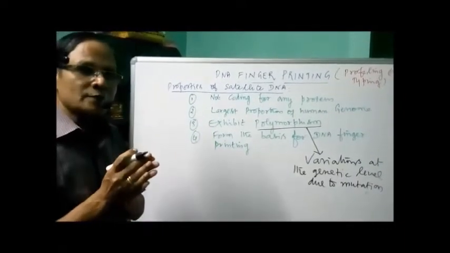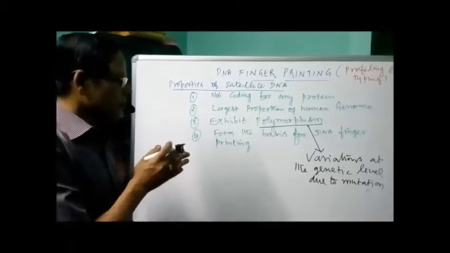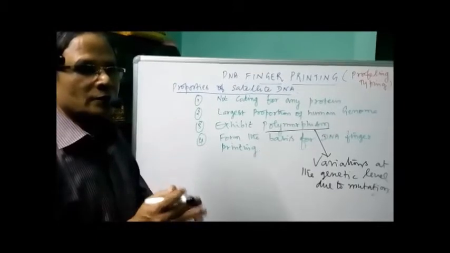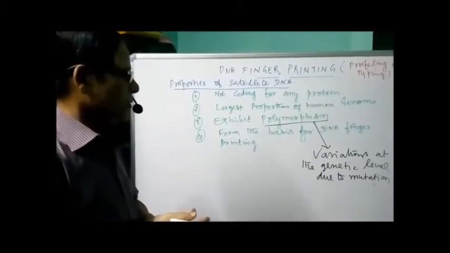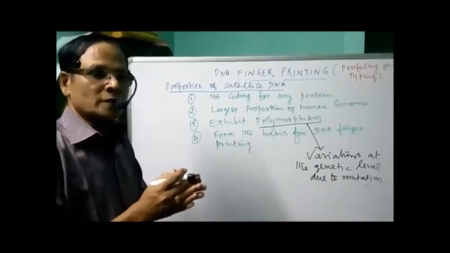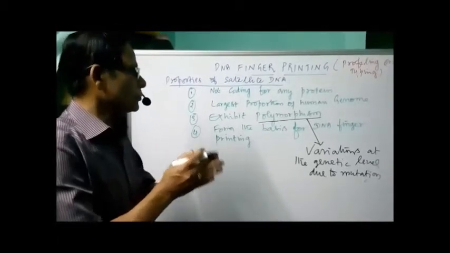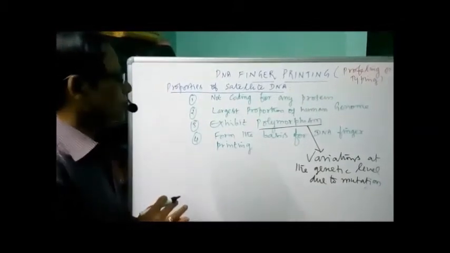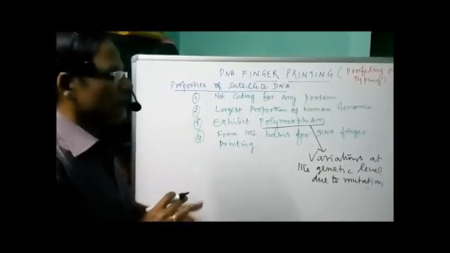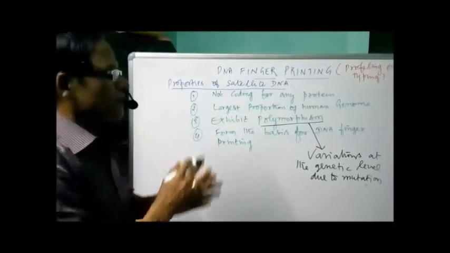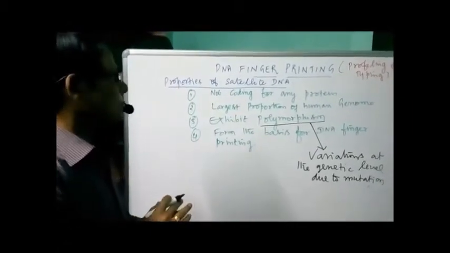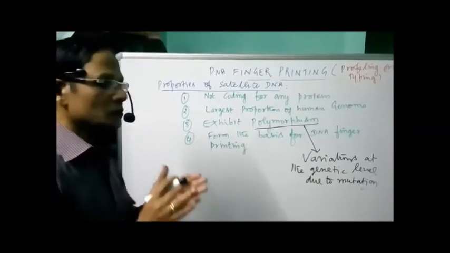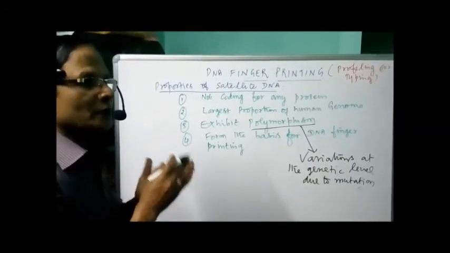Then they form the basis for DNA fingerprinting. Without satellite DNA, we cannot make DNA fingerprinting, which is unique for every human being. So these are the four important properties of satellite DNA: they do not code for protein, they form the largest proportion of the genome, they exhibit polymorphism, and they form the basis for DNA fingerprinting.